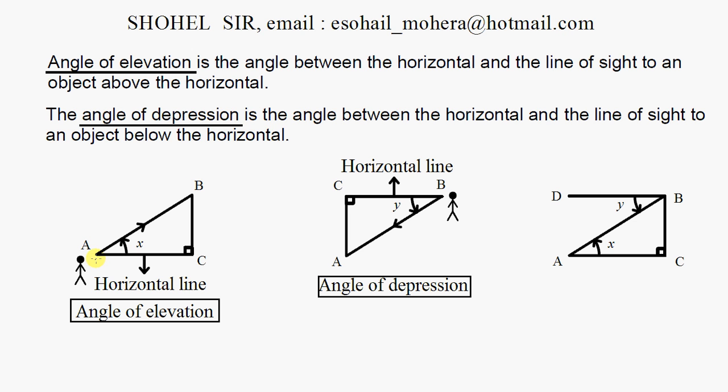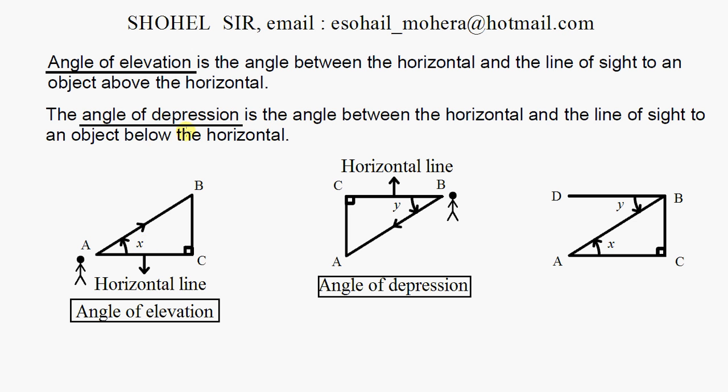Say the object is at B and a person is viewing from point A. AC is the horizontal and AB is the line of sight. So if you join these two lines, the angle X represents the angle of elevation.